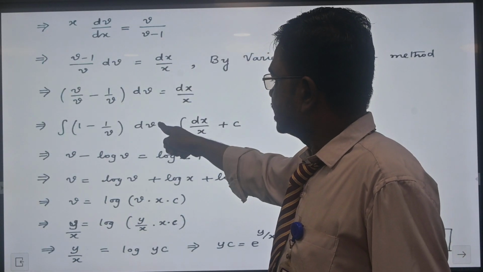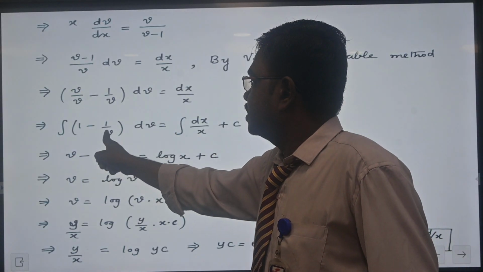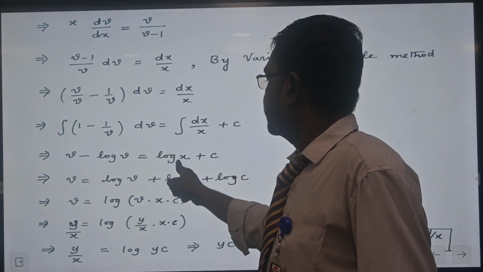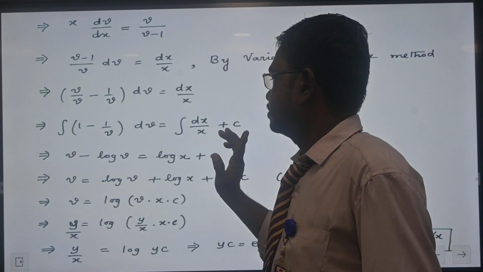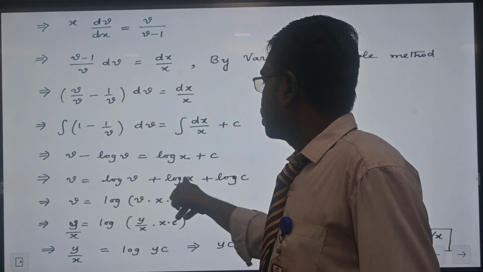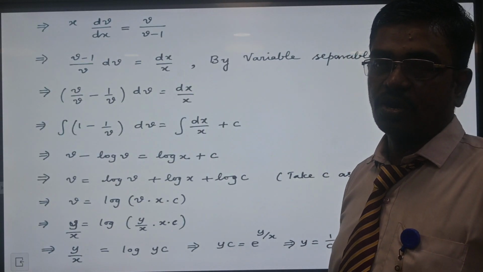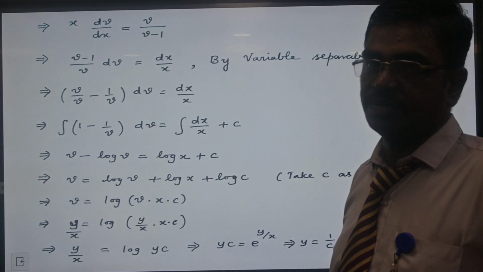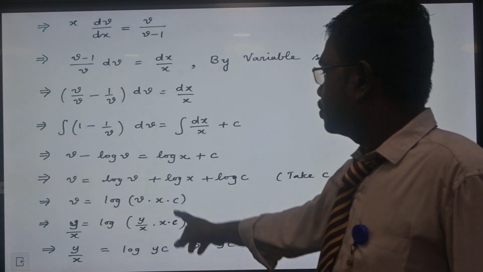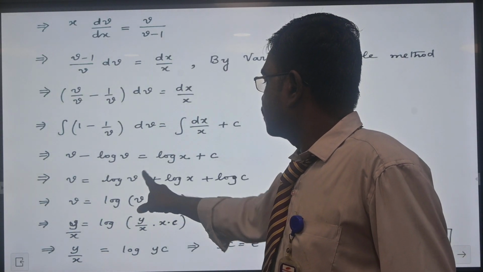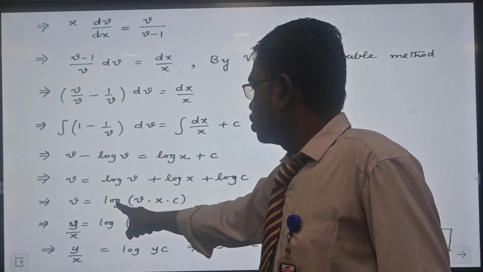So we can now integrate this. 1 by v dv, integral of dx by x is log x, plus c. So v equal to log of x plus log c. We know the formula log a plus log b equal to log ab. So using this concept, v equal to log xc.